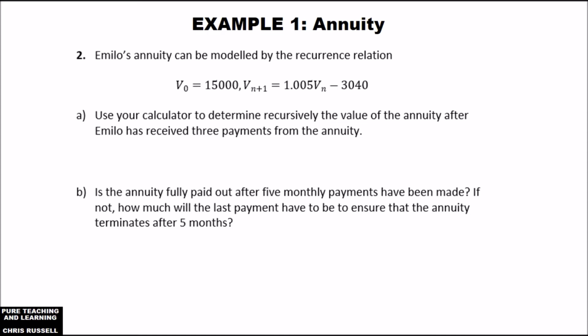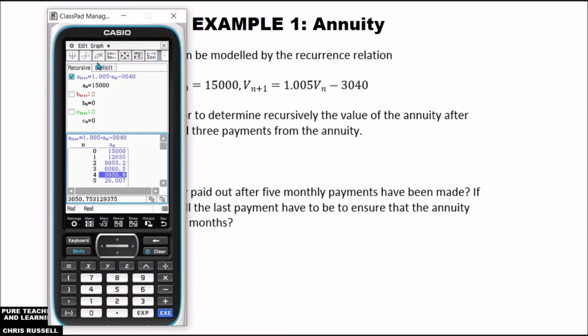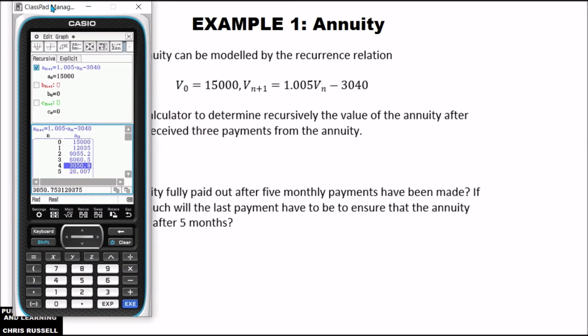So now we can use our calculator to determine recursively the value of the annuity after Emilio has received 3 payments from the annuity. So using our ClassPad, as you can see, we put in our values and we go to our table. You'll see after 3 payments we have $6,060.45.